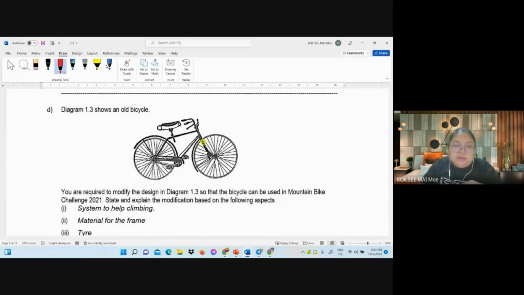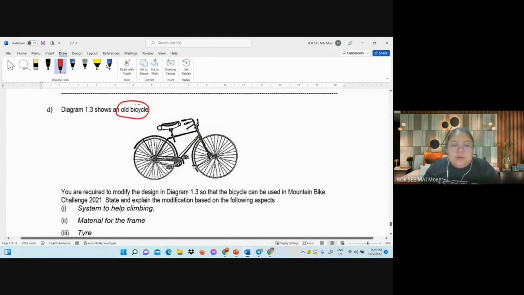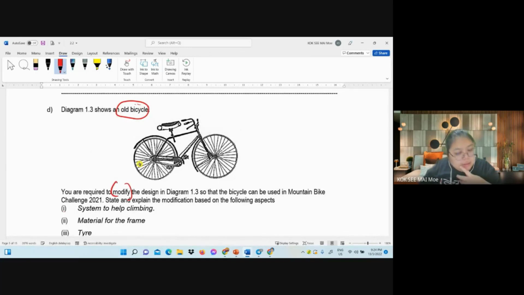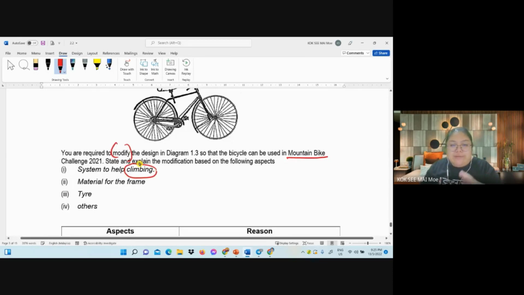The bicycle. Okay, you are required to modify the bicycle so it can be used as a mountain bike, Challenge 2021. Explain the motivation for the modification. Follow the system to help climbing. So I want to climb; the bicycle you want to modify, finally it can help for climbing.